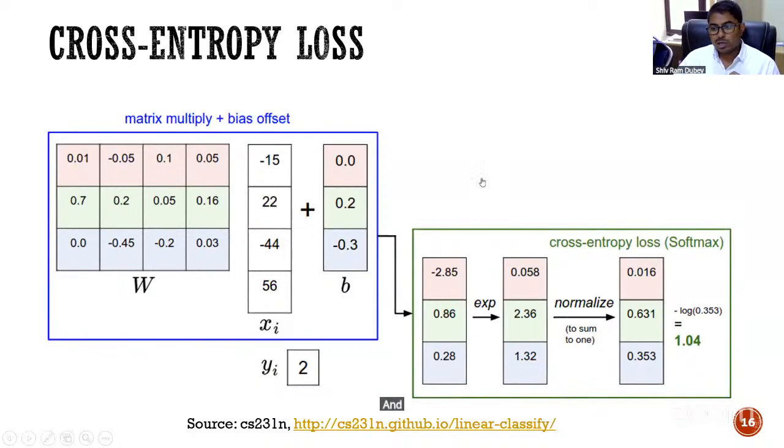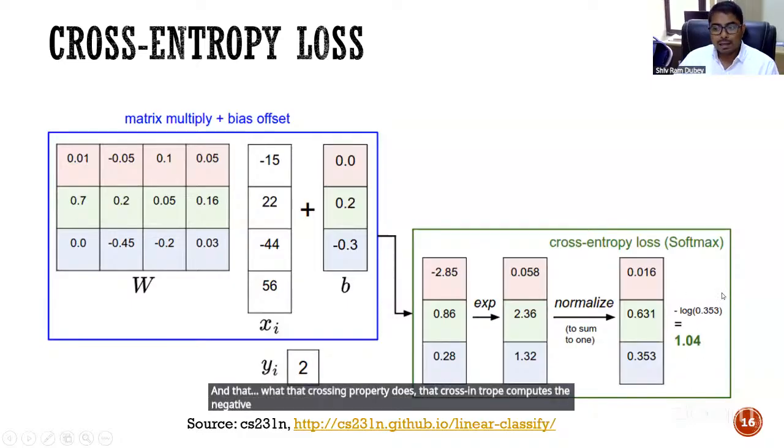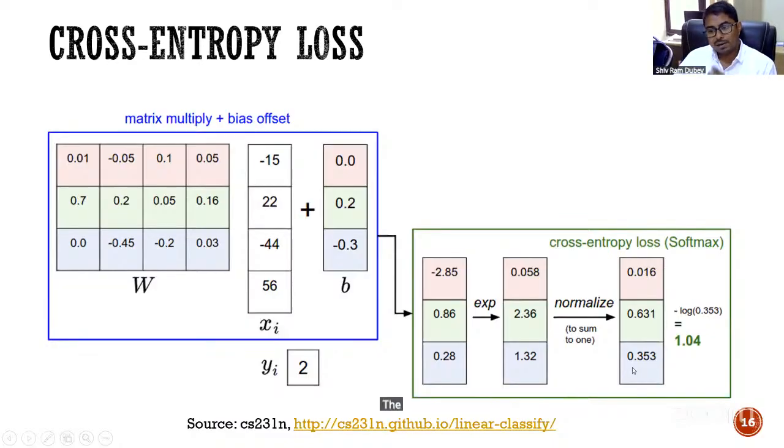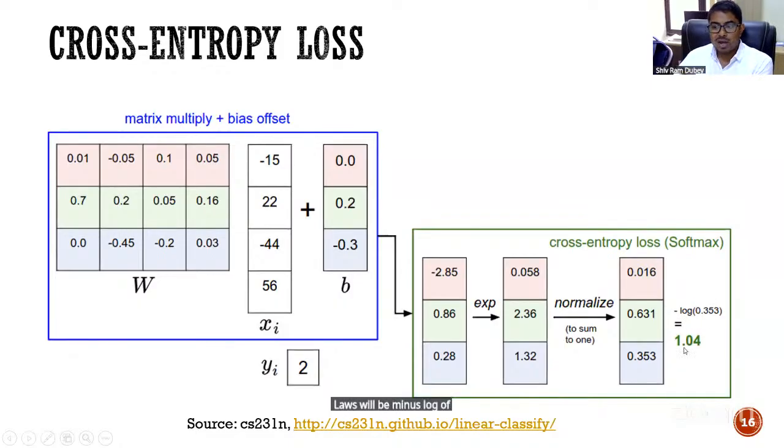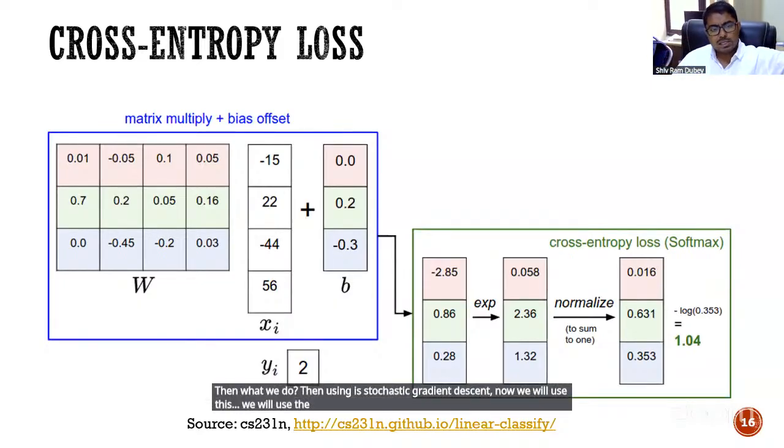What cross entropy does is compute the negative log likelihood of the probability of the correct class. What is the correct class here? The correct class is the SIP category, which is the third one. The probability for the correct class here is 0.353. Then what will be the loss? Loss will be minus log of 0.353, which comes to 1.04. Then, using stochastic gradient descent, we will use the gradient concept to change the values of W and V. We will see how to do that.